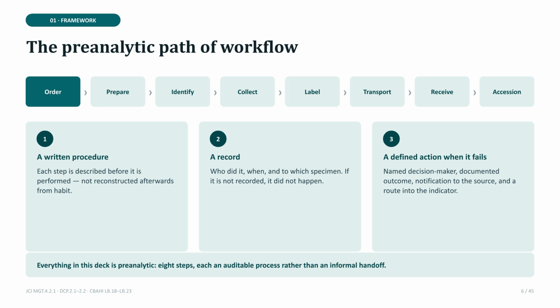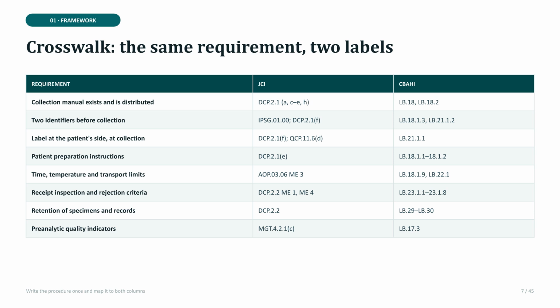The pre-analytic path consists of 8 auditable steps. For every step, you must have a written procedure, a record of the action, and a defined protocol for handling failures. Both accreditation bodies require the same core elements. Use a crosswalk table to map your single procedure to the corresponding citations for both JCI and CBAHI.